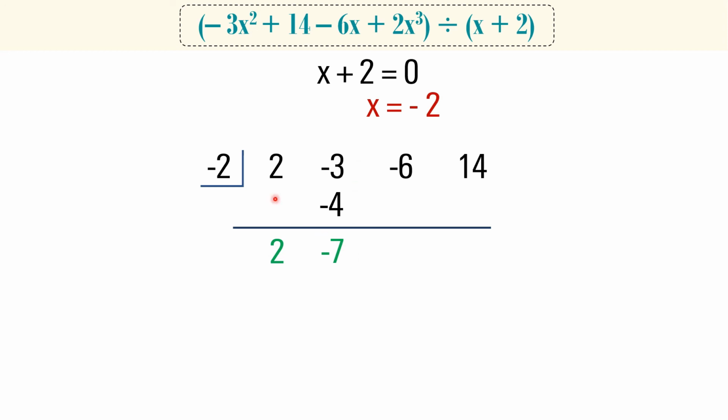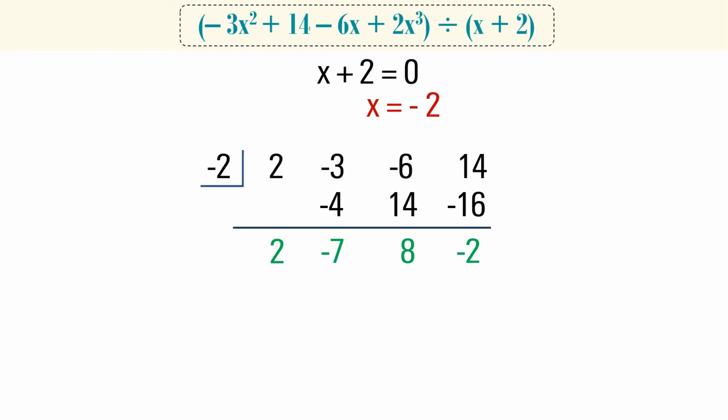Multiply. Negative 7 times negative 2. Both are negative. When you are multiplying two negative numbers, the answer must be positive. So, 2 times 7 is 14. It will become positive 14. Write it below the next term. After that, proceed in adding them. Different sign. So, negative 6 plus 14. You have to subtract and copy the sign of the larger number, and it's positive. So, you will have positive 8. Then, multiply again. 8 times negative 2, you will have negative 16. After that, add 14 plus negative 16, you will have negative 2.